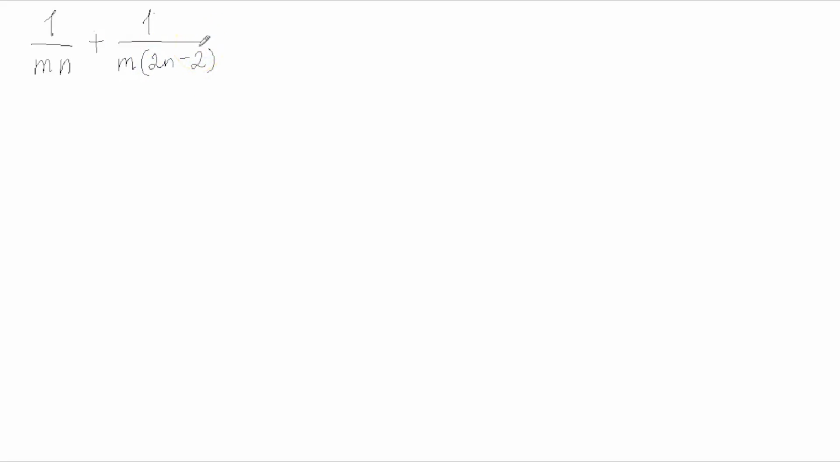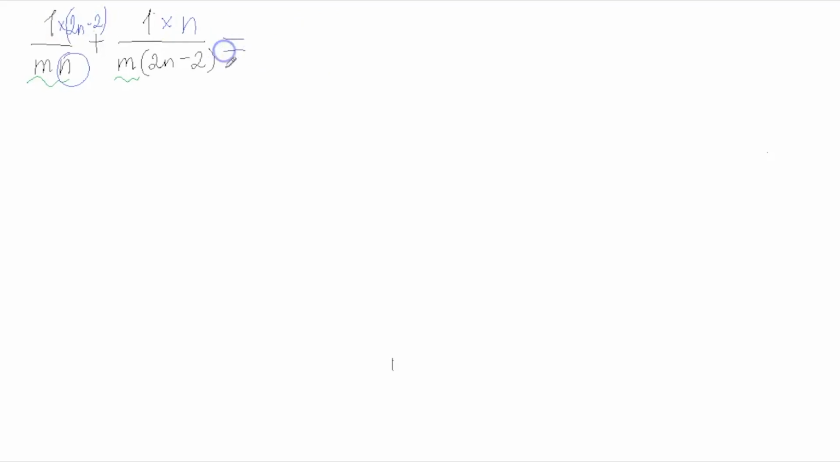So your common denominator will have m, which is already present. So we already have the m. Then you will have n, which this one is missing, so you will have to multiply this by n. And then this one has 2n minus 2, and this one doesn't. So you will multiply this by 2n minus 2.